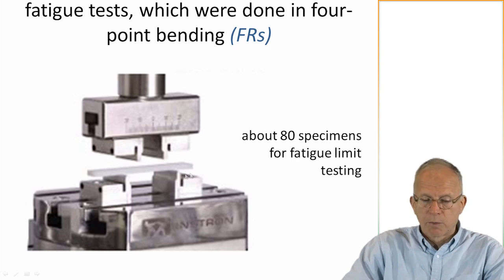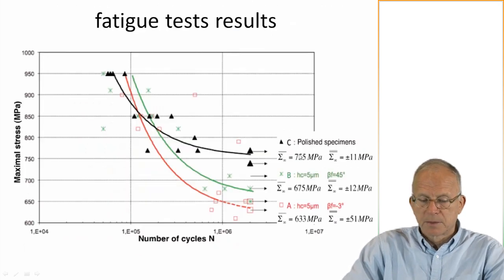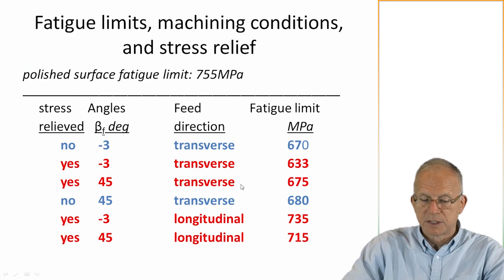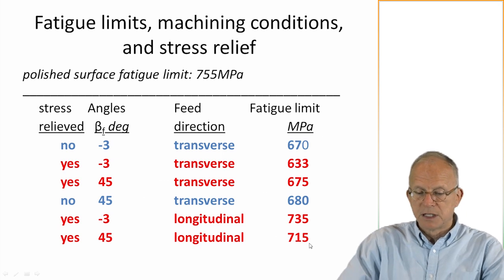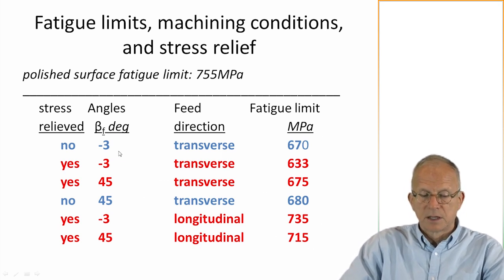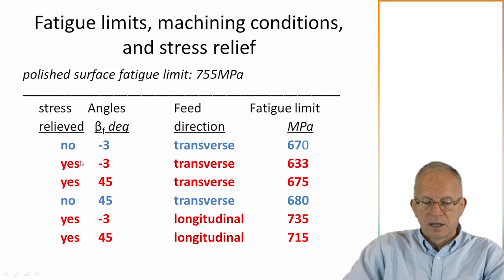Fatigue tests were done in 4-point bending. As I said, about 80 specimens, and here are the fatigue curves and what those look like. So we're coming out here to the fatigue limit and the maximum stresses for the different fatigue limits. So here are the fatigue limits in megapascals, and again the inclination of the ball end mill and whether or not it was stress relieved.